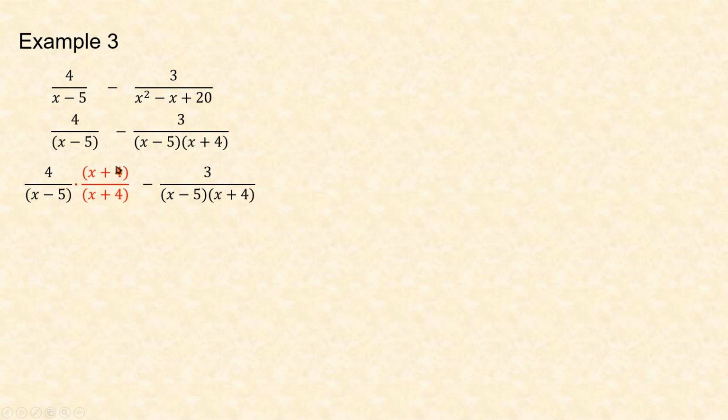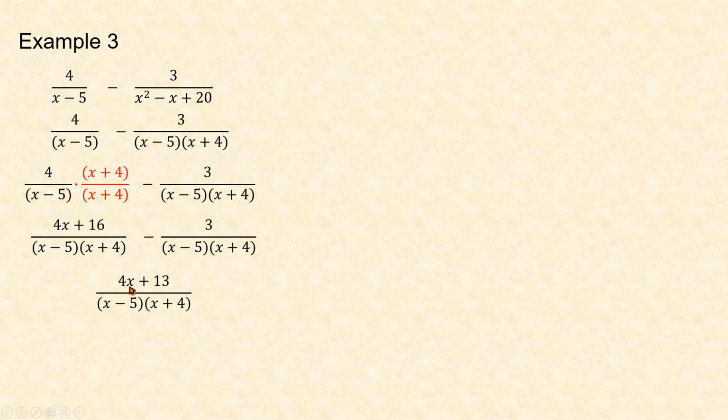So I have to multiply the top in, right? So I have 4x plus 16, and then subtract 3 from the other guy. So you just take 4x plus 16 minus 3 on top. So 16 minus 3 is 13. So I get 4x plus 13 over your denominator.